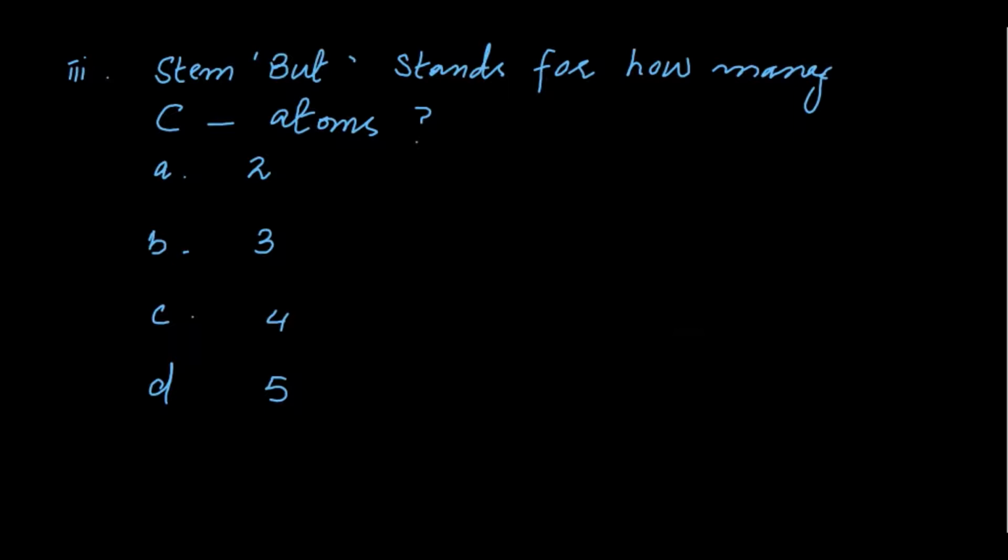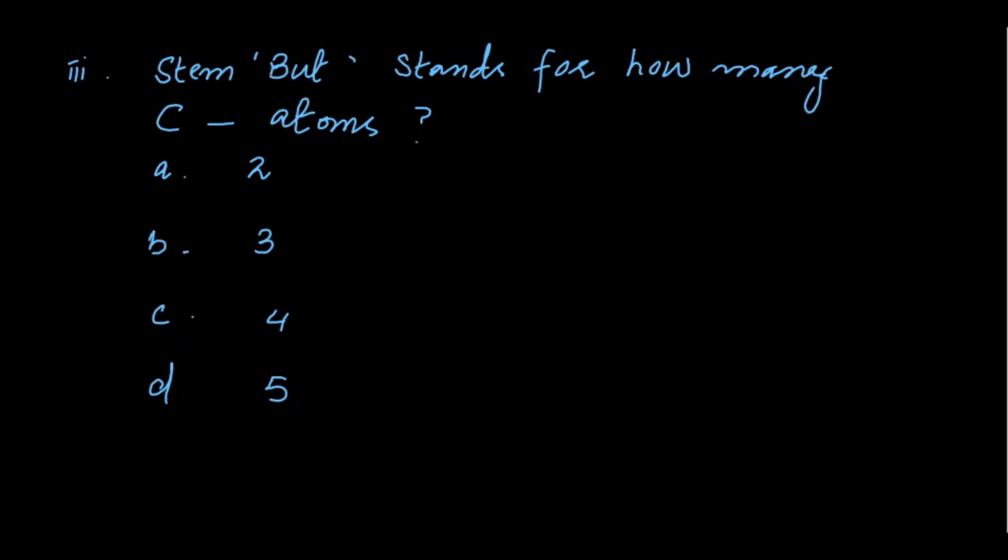Now students, we will see what is the next question. In the next question, you can notice the stem bute stands for how many carbon atoms? What is the question, students? The question is, stem bute stands for how many carbon atoms? Bute means how many carbon atoms? 2, 3, 4, 5. Students, if there are 2 carbon atoms in the organic compound, then we use the stem eth, right? We use the stem eth.